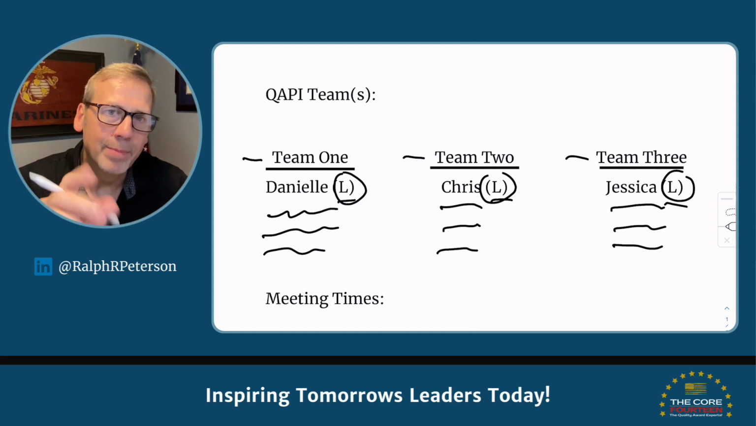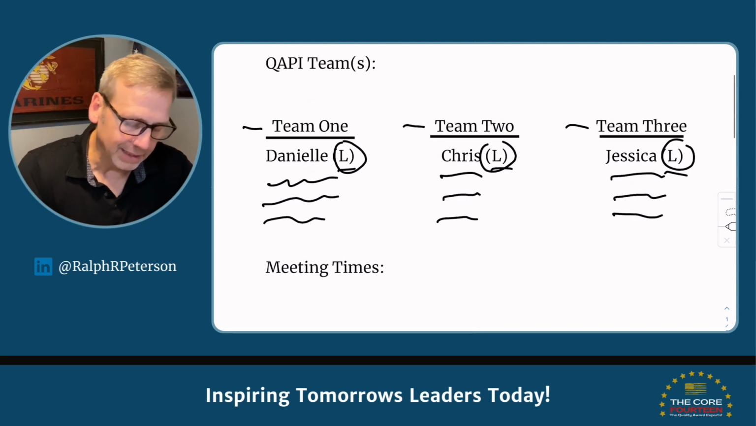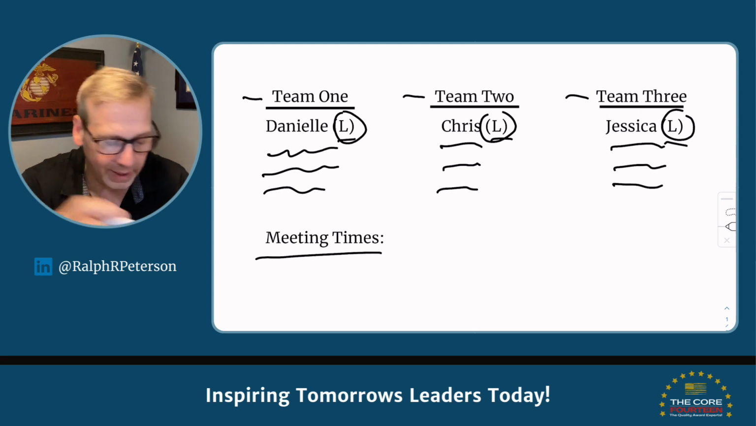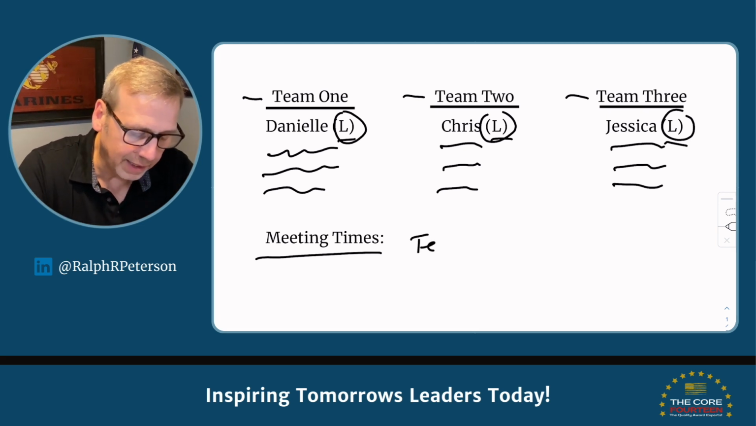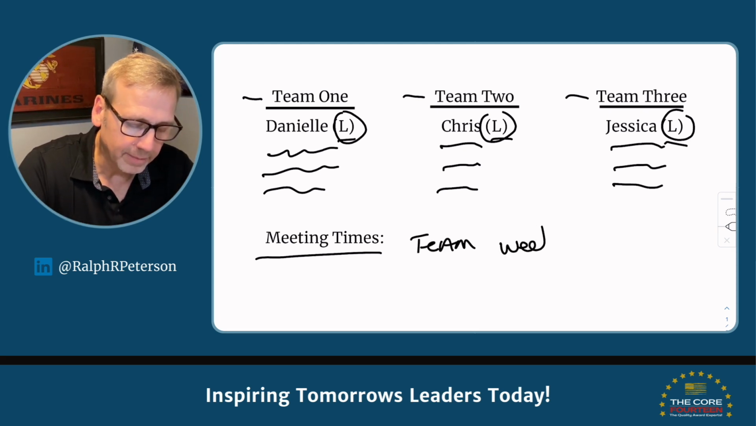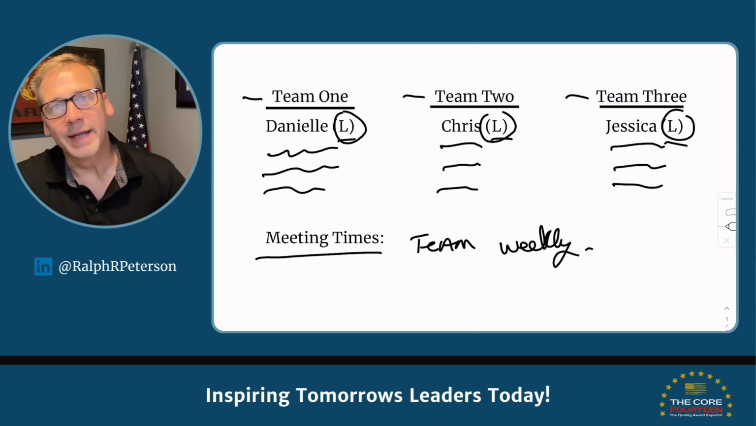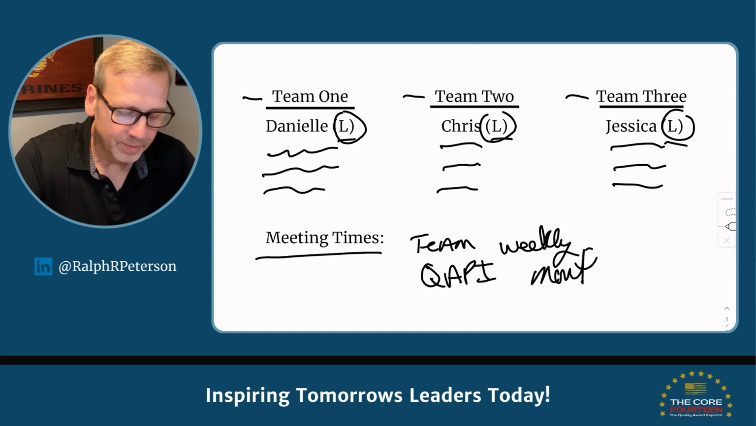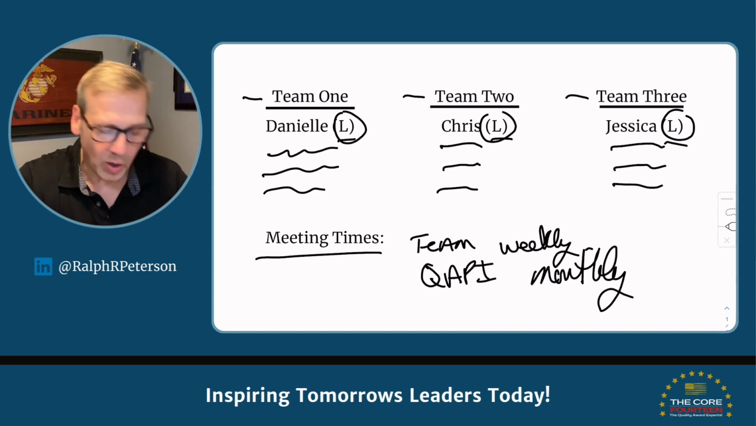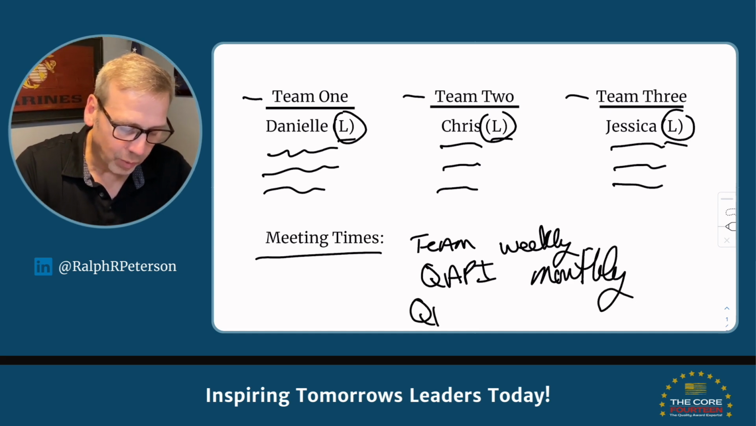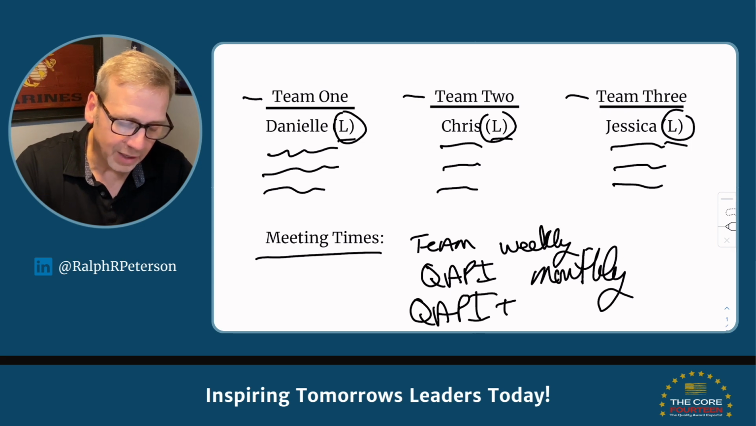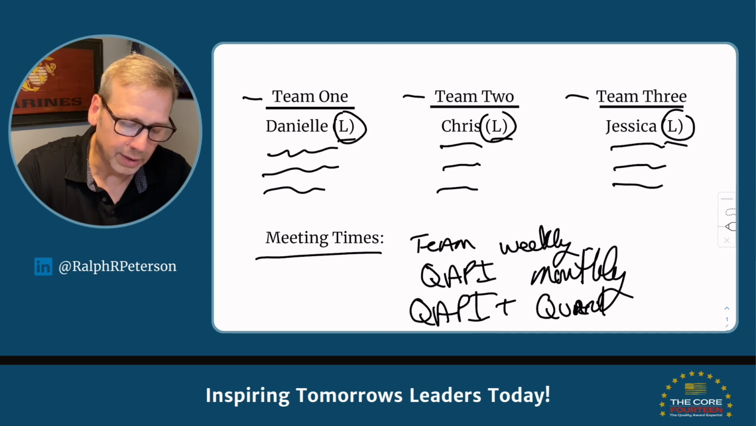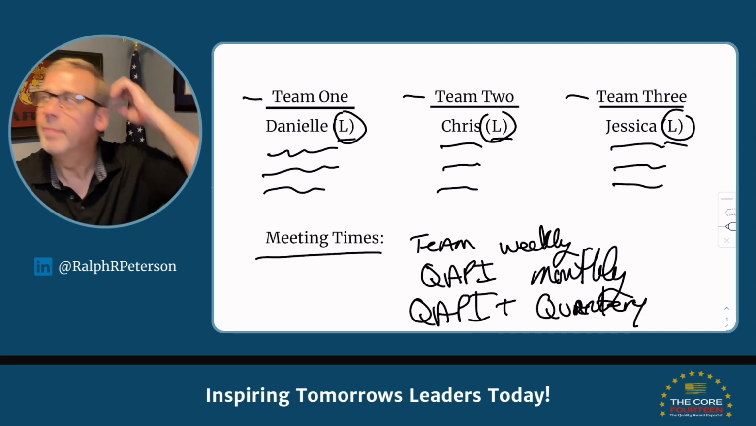A little sidebar about this, especially about meeting times, because the other thing is we also want to establish when we are meeting. And like I said, our teams meet weekly. And our QAPI team meets monthly. And then we also have a special QAPI team, I'm going to say QAPI plus, quarterly. Now let me explain what I mean by that.